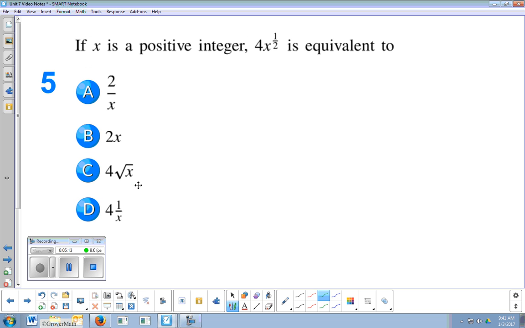Number 5, what is happening here? So this is 4x to the 1/2. Again, notice the lack of parentheses. So that means that only x is being raised to the 1/2. And so nothing's happening to the 4. It's just being multiplied by x to the 1/2. And anything to the 1/2 is, like I said, square roots. This is 4 times the square root of x.